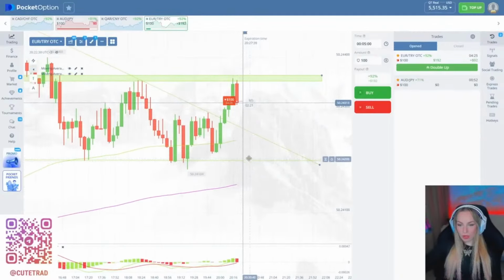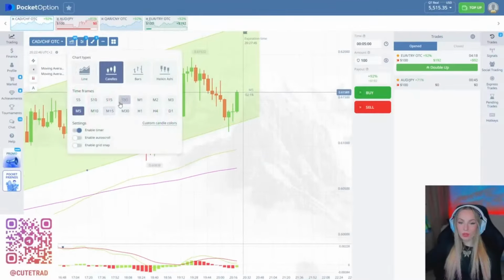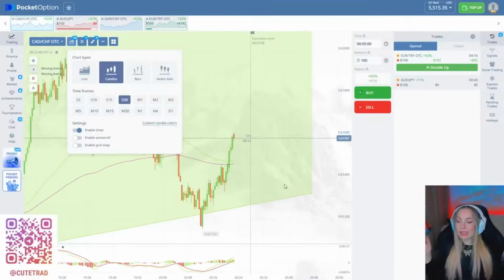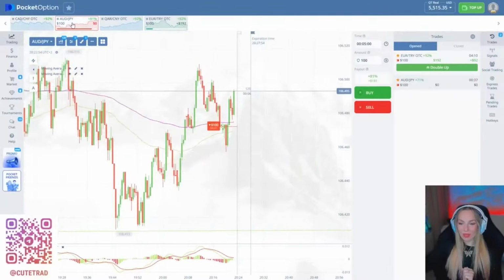It goes to touch the support, and the first trade closed. Our CADCHF closed with our first profit for today's session. Congratulations to me. This one was super good.